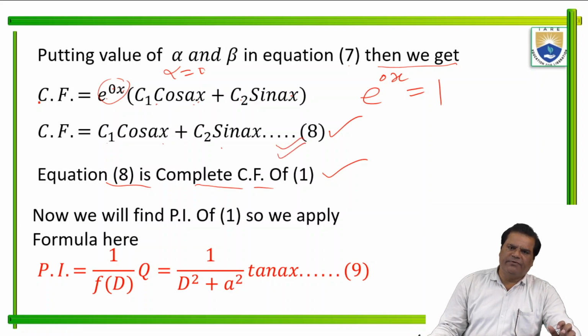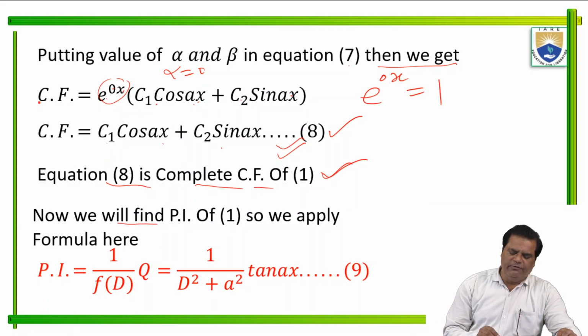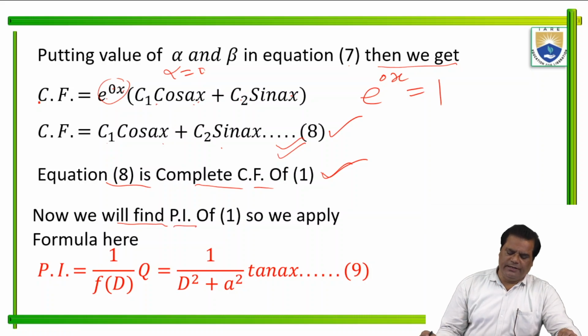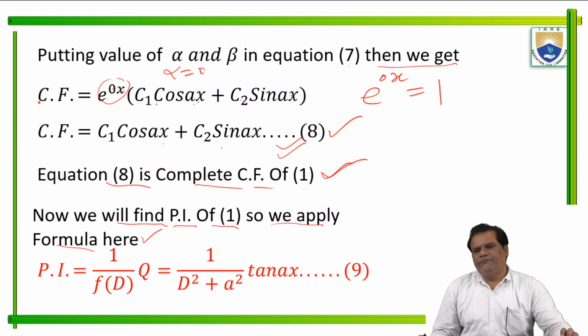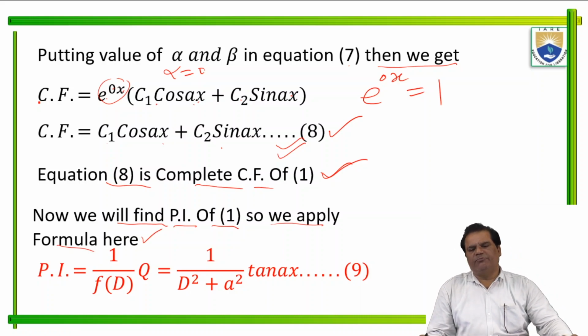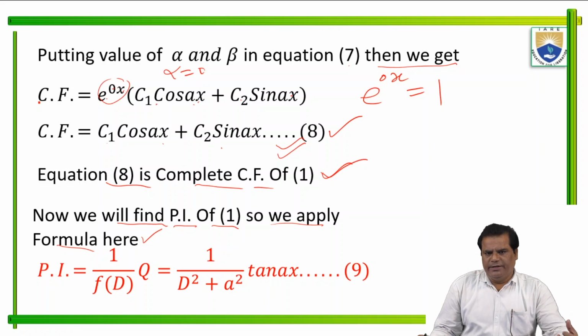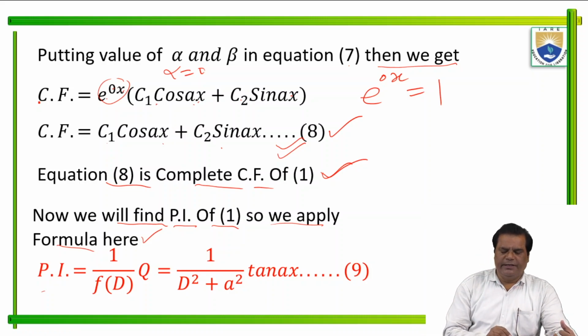This is the complementary function of each equation. Equation 8 is the complete CF of 1. Now we will find the PI, the particular integral of 1. So we apply the formula of the particular integral. This is the particular integral equal to 1 upon F(D) into Q.